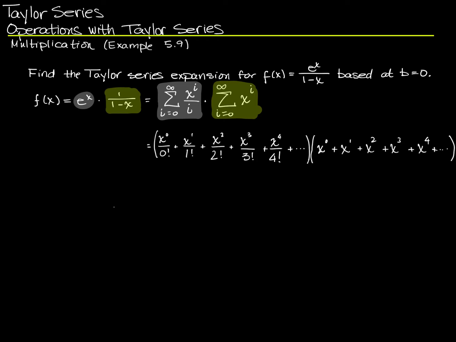All of this is equal to, actually before I do that, let's go back and tidy this up a little bit. x to the power of 0 is 1, and 0 factorial is 1, so this is 1. Then I have x to the power of 1 over 1. Then I have x squared over 2 factorial. So that's a little bit easier to work with, especially for the first few terms. x cubed over 3 factorial. And I'm going to tidy up this other one as well. I have x to the 0 plus x to the 1 plus x squared, and so on.